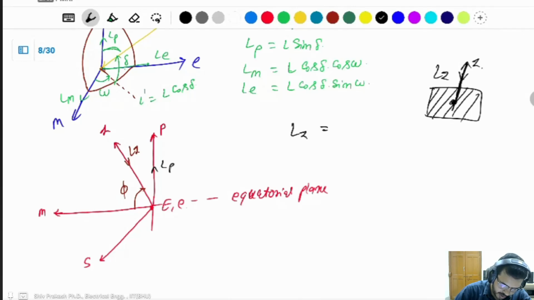Suppose this is the LP, this is the LM. So what is the projection of the meridian axis insolation and the polar axis insolation onto the zenith axis insolation? You want to measure from here, then what is the angle between here? Then this will be LM cos phi plus LP. This is not the angle, then it will be sine phi.